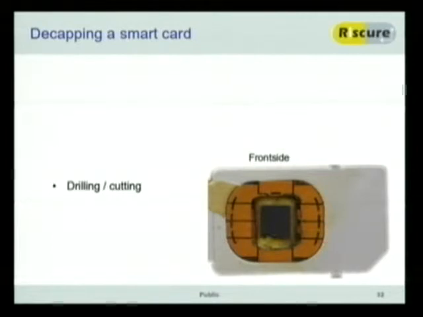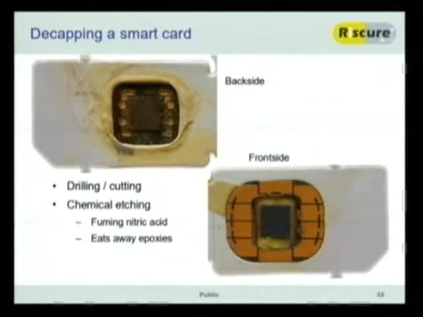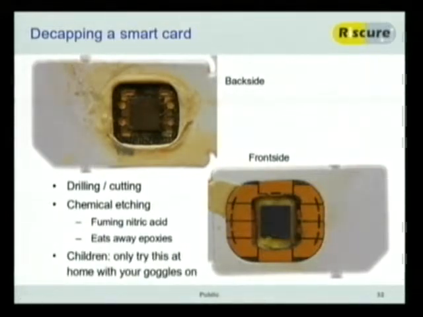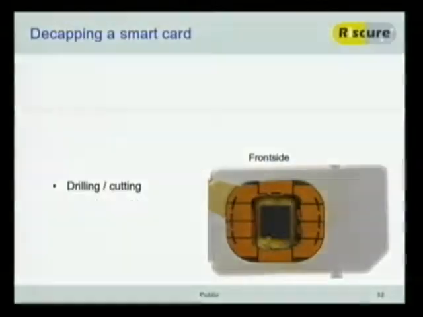This is what the front side of a smart card looks like when you drill away the contact pads. And you're actually looking at the back side of the chip there. So you're looking at the substrate. Once we see this, we're going to use the infrared laser. We can also do chemical etching on the back side, and then we're actually going to see the front side of the chip, which shows us all the gates and everything. For that, we use fuming nitric acid, which is a fun thing to play around with. It eats away all the epoxies, but it leaves the chip intact. Well, I guess you only try this when you're wearing safety goggles.